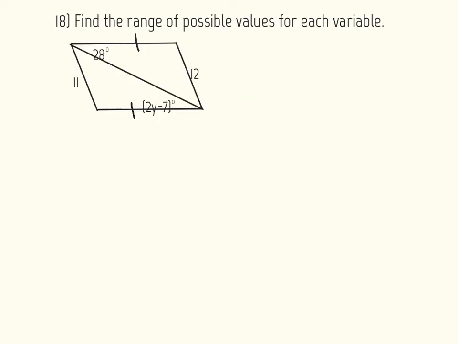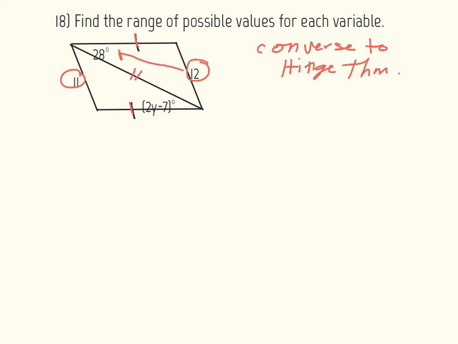And for number 18, we want to find the range of possible values for each variable. Okay, so we're looking for the range of possible y values. So what I'm actually going to use on this is the converse to the hinge theorem. Because I know side lengths, and I know that this marked side is the same, and then this side right here is the same because of the reflexive property. So I have two side lengths that are exactly the same, corresponding, and the third sides are 11 and 12, so they are not the same. So the converse says that if two sides of one triangle are congruent to two sides of another, and the third sides are not congruent, then the larger angle is opposite the longer third side. So that means that my largest angle is opposite my larger side, which is the 12.